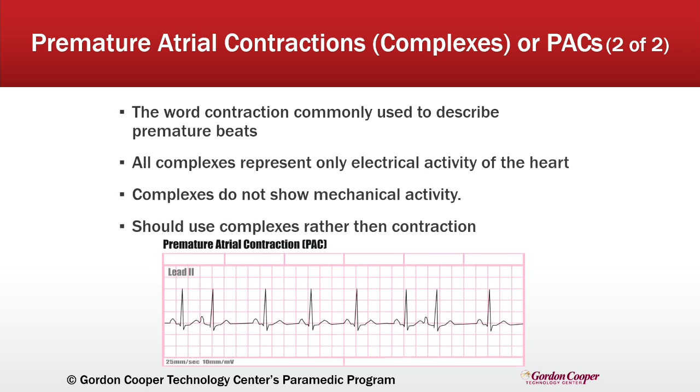So when we talk about premature beats, the term contraction is often used, but it's important to remember that we're really just referring to electrical activity in the heart. The term complex is more accurate because it represents the electrical impulse traveling through the heart, but it doesn't necessarily reflect the mechanical activity, the actual muscle contraction of the heart. So when discussing premature beats or any arrhythmias, it's better to use the term complex rather than contraction. The complex shows the electrical activity that triggers the heart to beat, but it doesn't always translate directly to the heart muscle contracting or pumping blood in that moment.